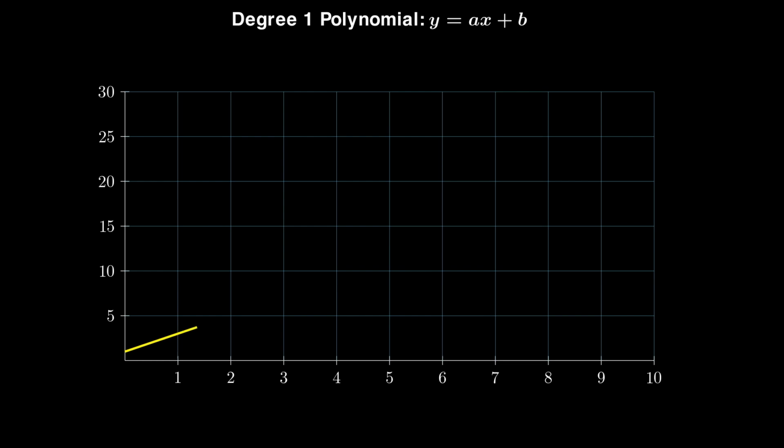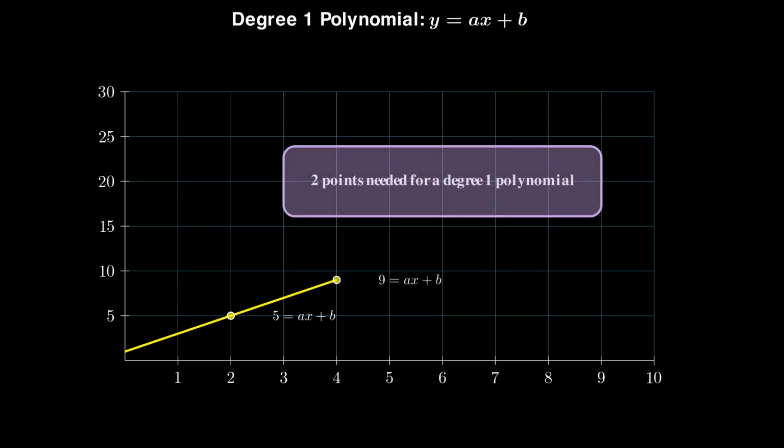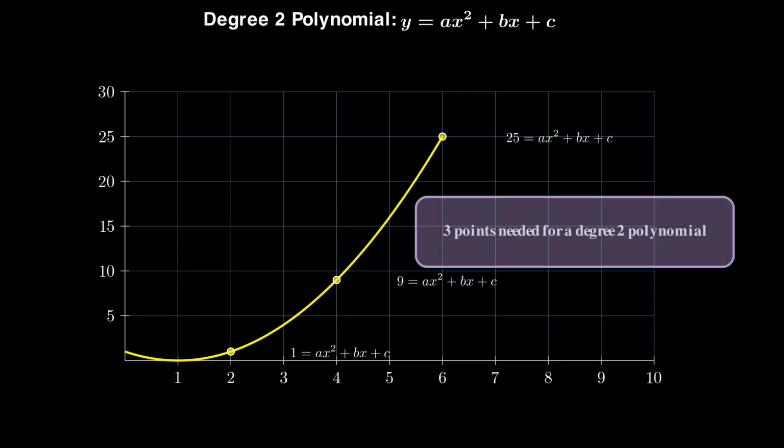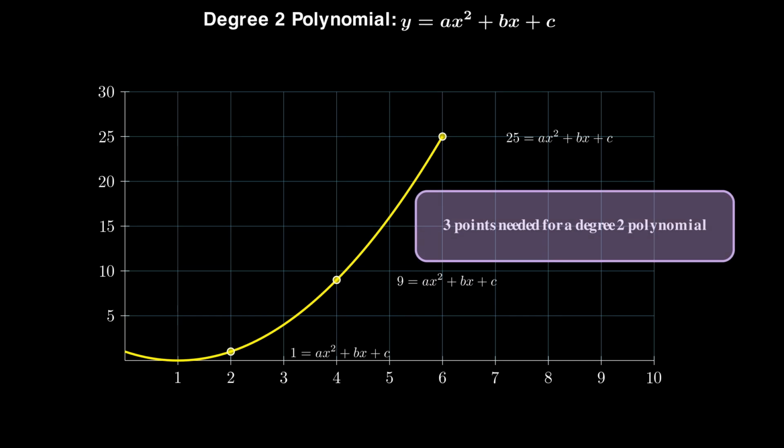Let's explore with some examples. Consider a 1-degree polynomial, y equals ax plus b. To find both a and b, we need 2 points, each providing an equation for the two unknowns. So for a degree 1 polynomial, we need 2 points. Now let's look at a polynomial of degree 2, represented by y equals ax squared plus bx plus c. For this equation, we have 3 unknowns, a, b, and c, so we need 3 distinct points to generate 3 equations and solve for each unknown. Therefore, 3 points are needed for a degree 2 polynomial.